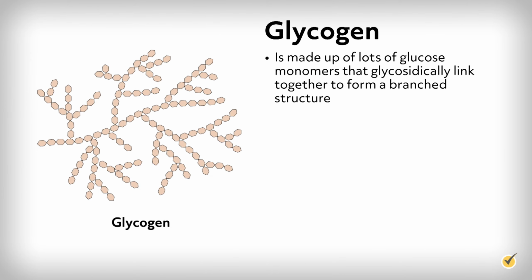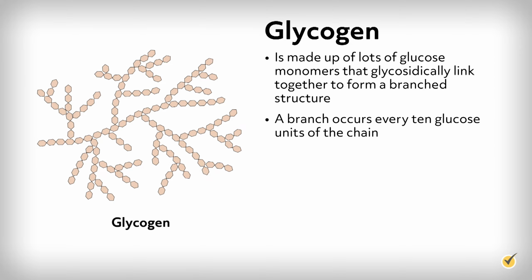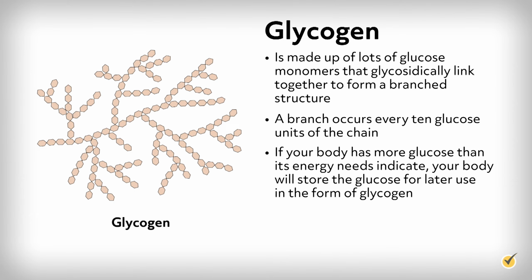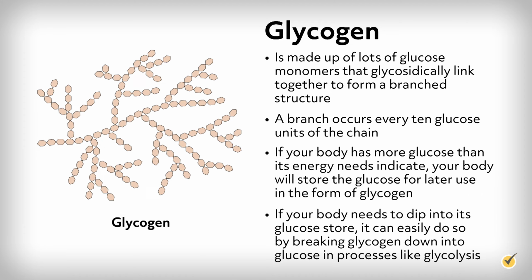Today we'll talk about the 3 main homopolysaccharides: glycogen, starch, and cellulose. Glycogen is made up of lots of glucose monomers that glycosidically link together to form a branched structure. A branch occurs every 10 glucose units of the chain. If your body has more glucose than its energy needs indicate, your body will store the glucose for later use in the form of glycogen. If your body needs to dip into its glucose store, it can easily do so by breaking glycogen down into glucose in processes like glycolysis.